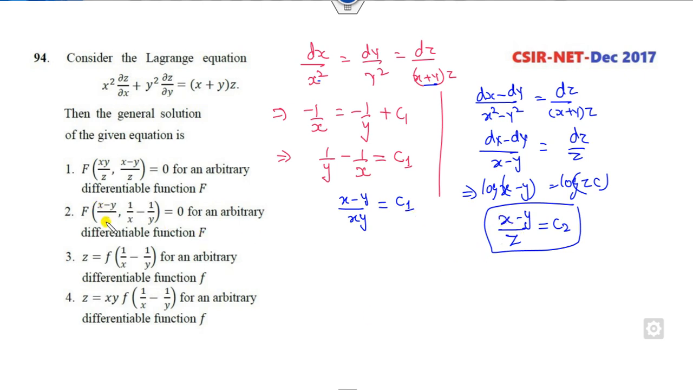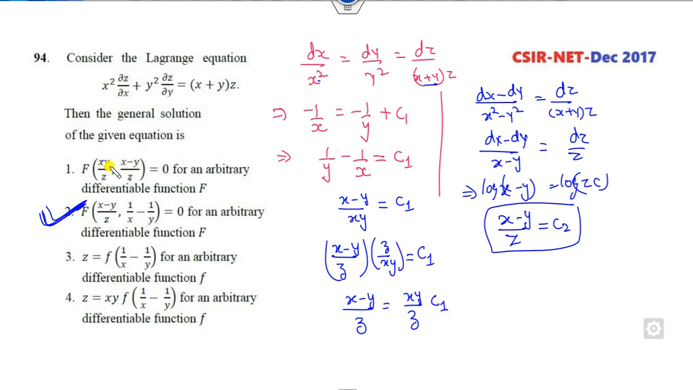1 over x minus 1 over y is the arbitrary function. That's the correct option, x minus y over z. So how can you make x minus y over z? I can multiply by z over this. This is my c1. Fine. Now you can see how you can write x minus y over z, xy over z. That's also a function of this, because I can write this function as xy over z of c1. That's the same as this. x minus y over z, xy over z is also a function of this.